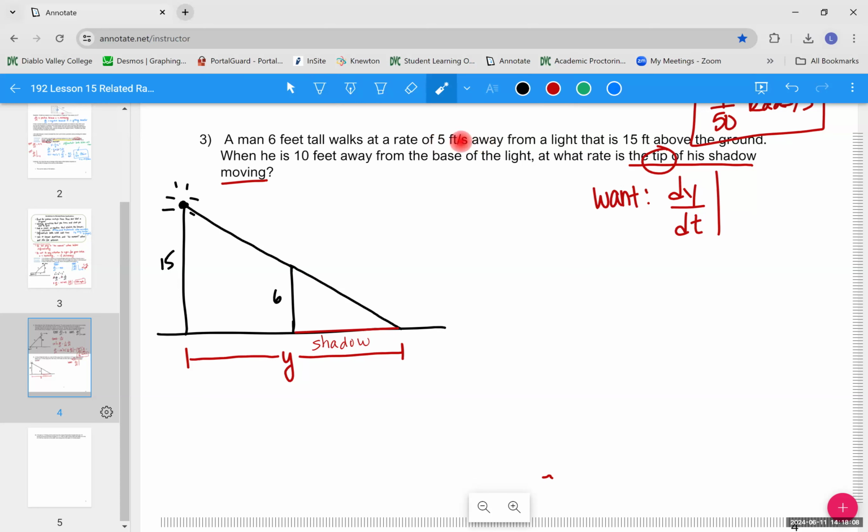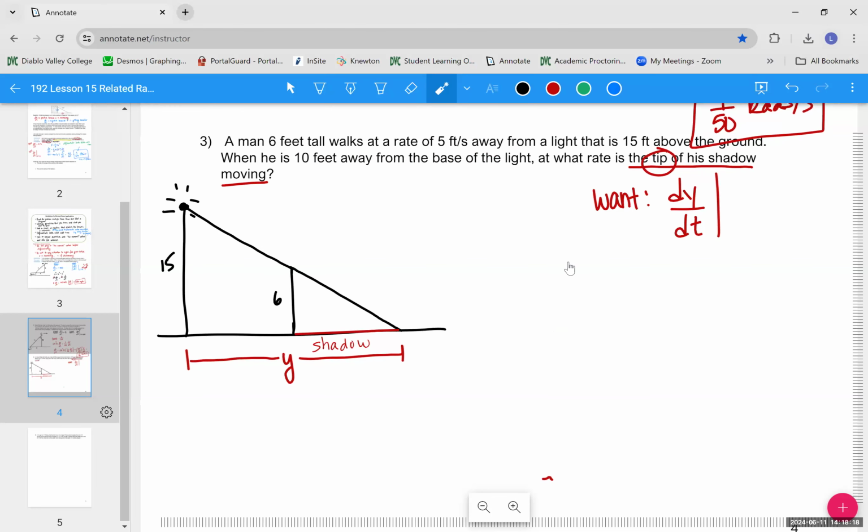Now, let's look at what we want or what we know. We know that he's walking 5 feet per second away from the light. And we also are given these 10 feet away from the light. So it seems like the other thing we know about is this distance between the man and the light. So we will call that X.